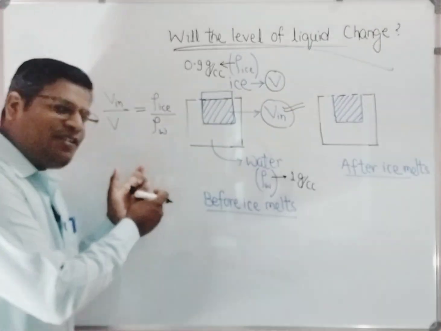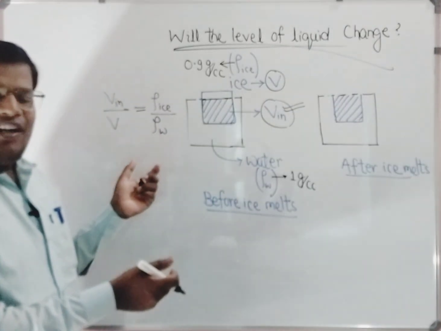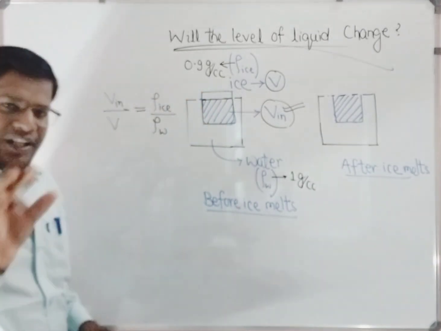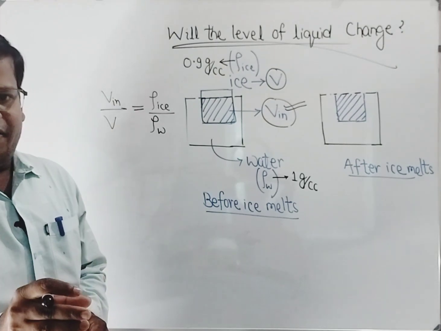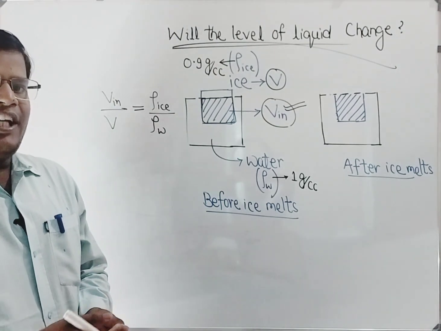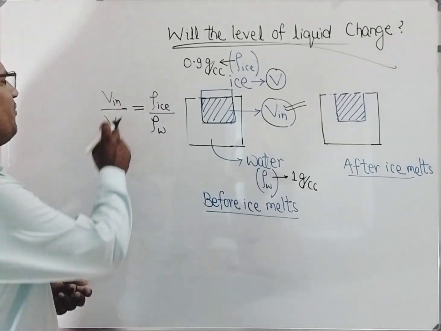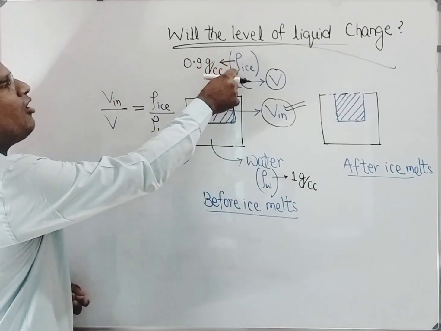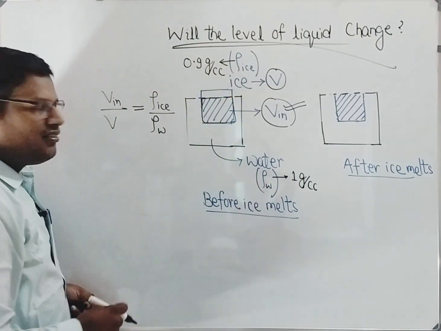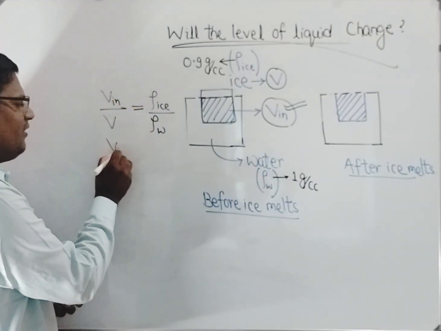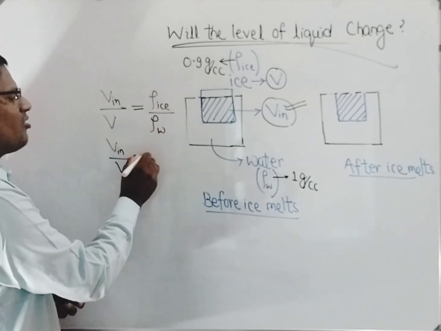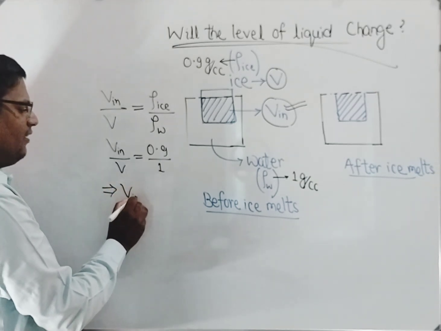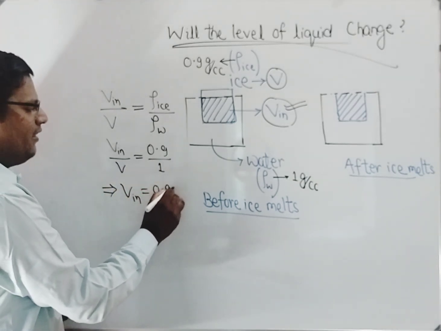If we go deep into this, then maybe we have to make another video. I suppose that you already know this formula. For a body which is floating in a liquid, the volume inside by total volume is equal to rho solid by rho liquid. So in this case, V in by V becomes 0.9 by 1. So this becomes V in equal to 0.9 V.